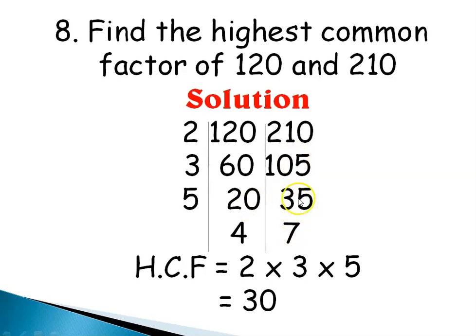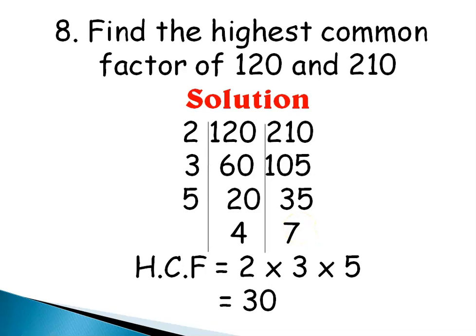Now look at 20 and 35. 2 cannot divide both numbers. 3 cannot divide both numbers. But 5 can divide both numbers. So I'll divide by 5. 20 divided by 5 will give me 4. 35 divided by 5 will give me 7. Now I'm left with 4 and 7. No number can divide 4 and 7 without remainder. That means I'm going to stop here.